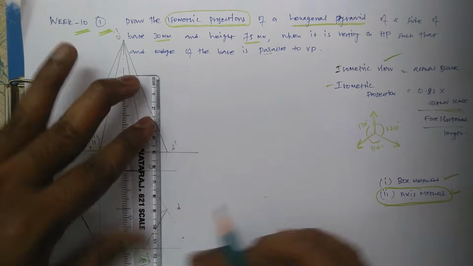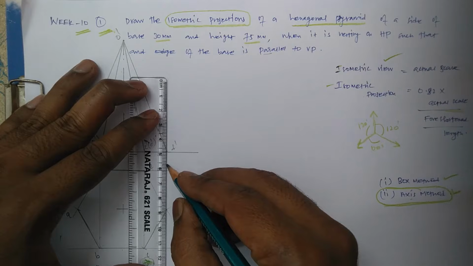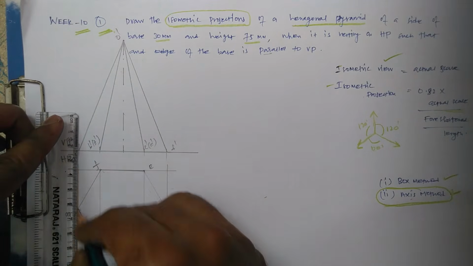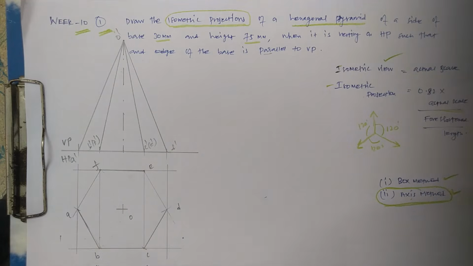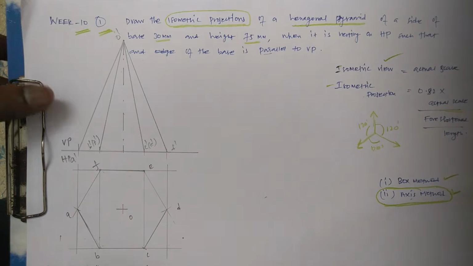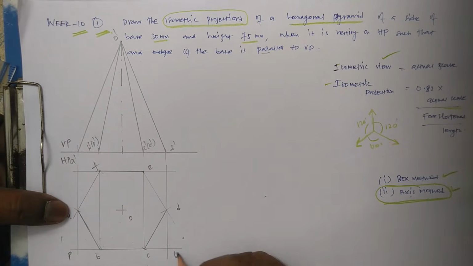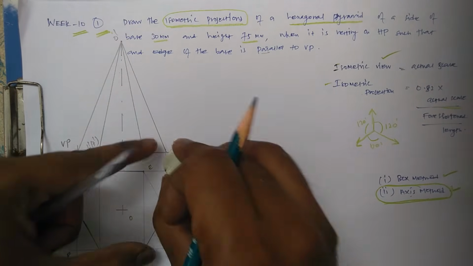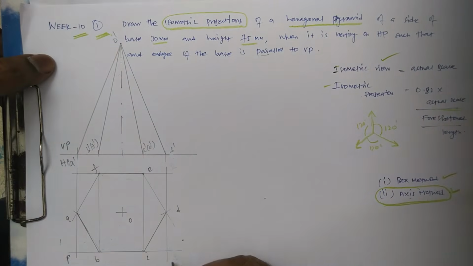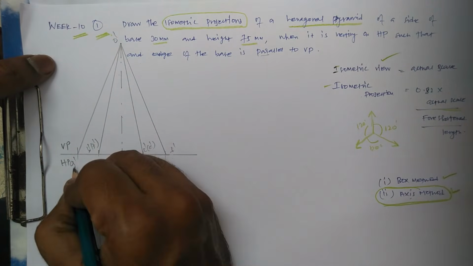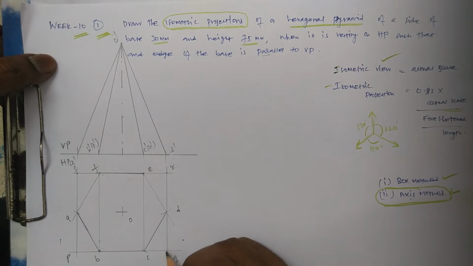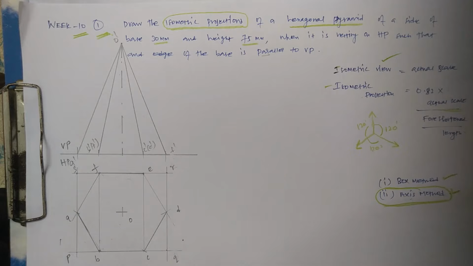Just extending the line, there is a reason for extending this. So I completed the hexagon in box. Let us name that P, Q, R, S, in small letters. These edges are very important to draw the hexagon in isometric plane.